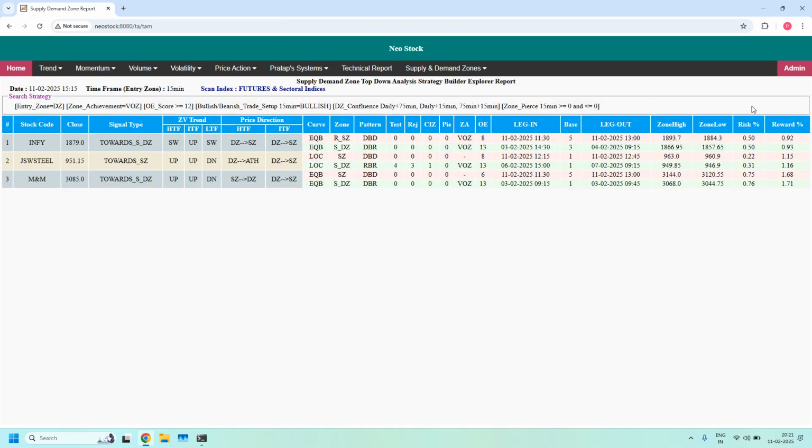With all the 3 filters enabled, we got 3 stocks. In these 3 stocks, these 15 minutes demand zones are overlapped with daily demand zone. 75 minutes demand zone, both together again overlapped with daily demand zone.